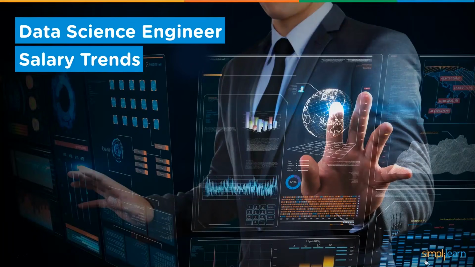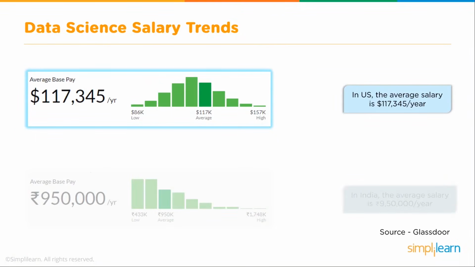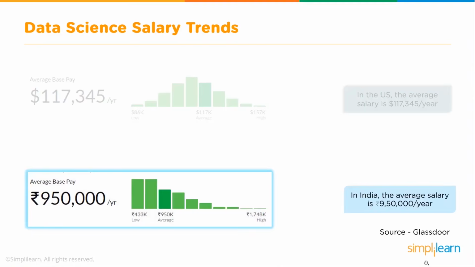So let's go ahead and take a look at the data science engineer salary trends. You'll see that our source is Glassdoor. That's where we're pulling a lot of our data from. Average base pay is around $117,000 in the U.S. And when we look at India, we're talking about 950,000 rupees a year. Some of these you need to dig deeper into to find out education level versus entry level, but those are a pretty solid base once you're in the industry and have created your career.